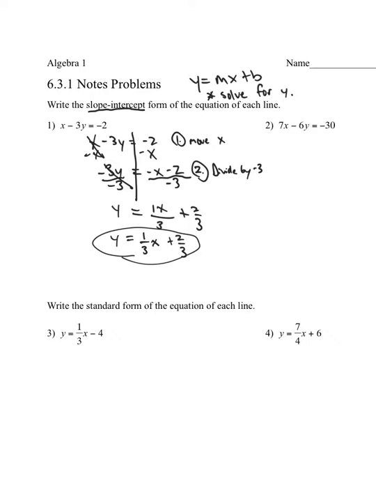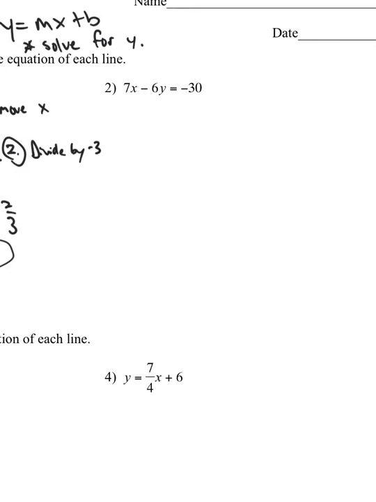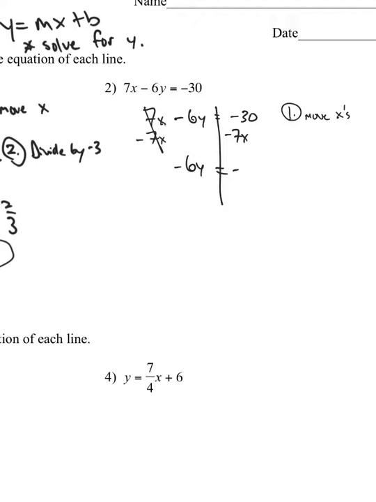All right, let's take a look here at number 2. 7x minus 6y equals negative 30. All right. So first step, again, getting rid of those x's. Move the x's. Okay, so moving those 7x, that's a positive 7x. We need to subtract 7x from both sides. Okay, it's going to leave us negative 6y equals negative 7x minus 30.